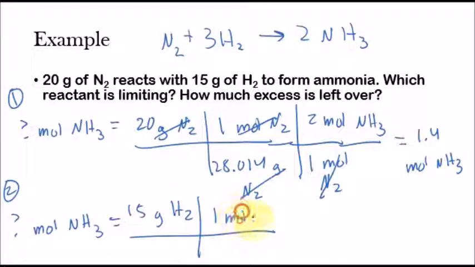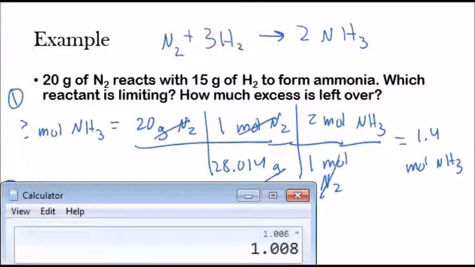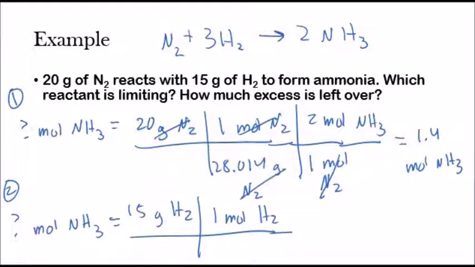So 1 mole of H2. We know that the average atomic mass of hydrogen is 1.008, so we can multiply that by 2. That gives us that the molar mass of H2 is 2.016 grams per mole. So 2.016 grams of H2.